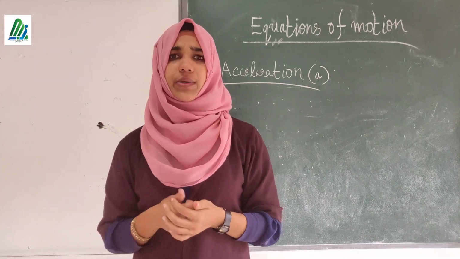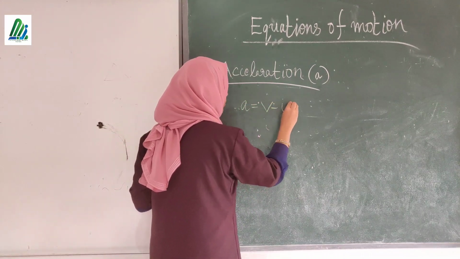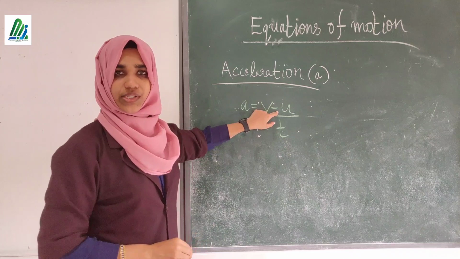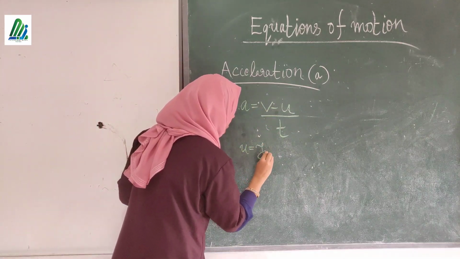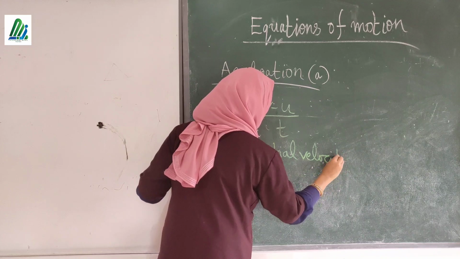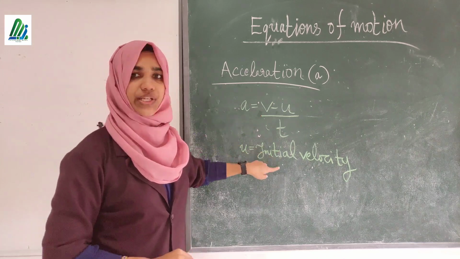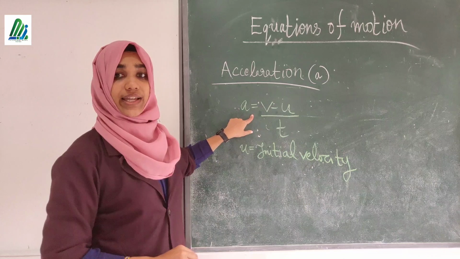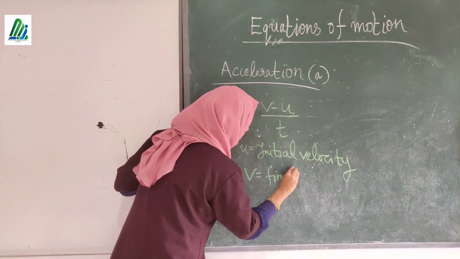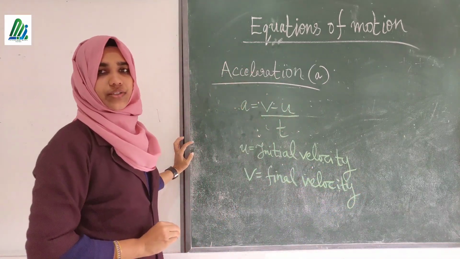Okay, in 8th standard you have studied the equation of acceleration, that is a equal to v minus u by t. Here u is the initial velocity, the starting velocity, and v is the final velocity, the ending velocity. Okay, I think all of you got it.